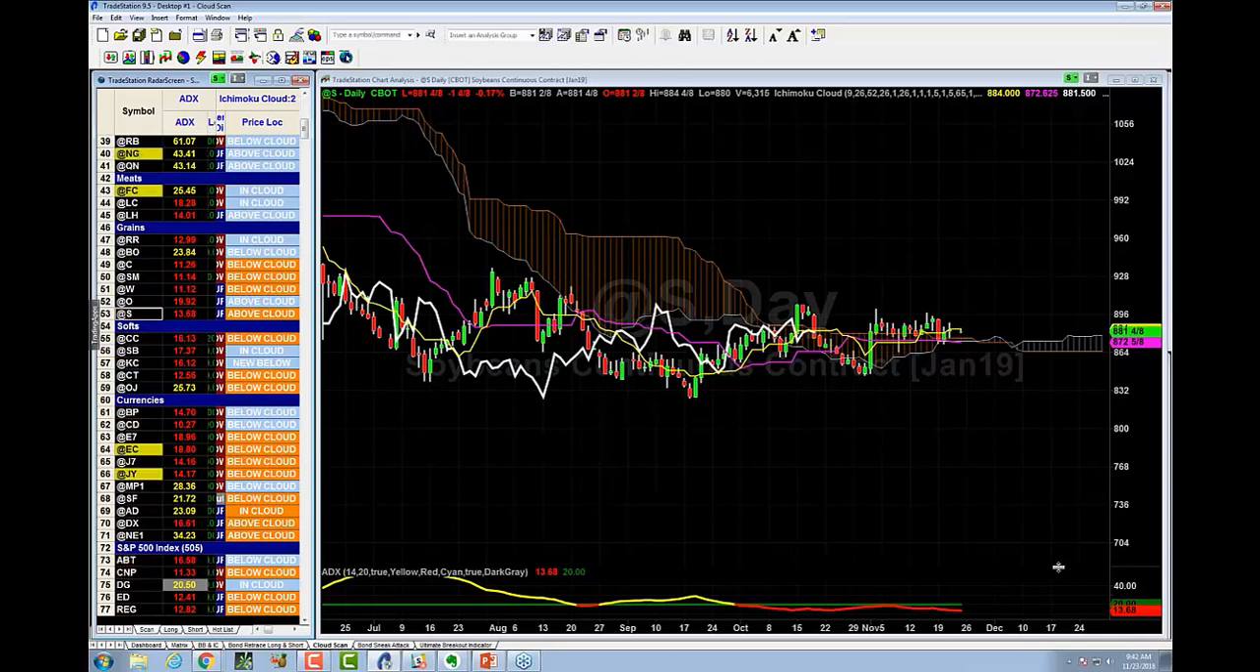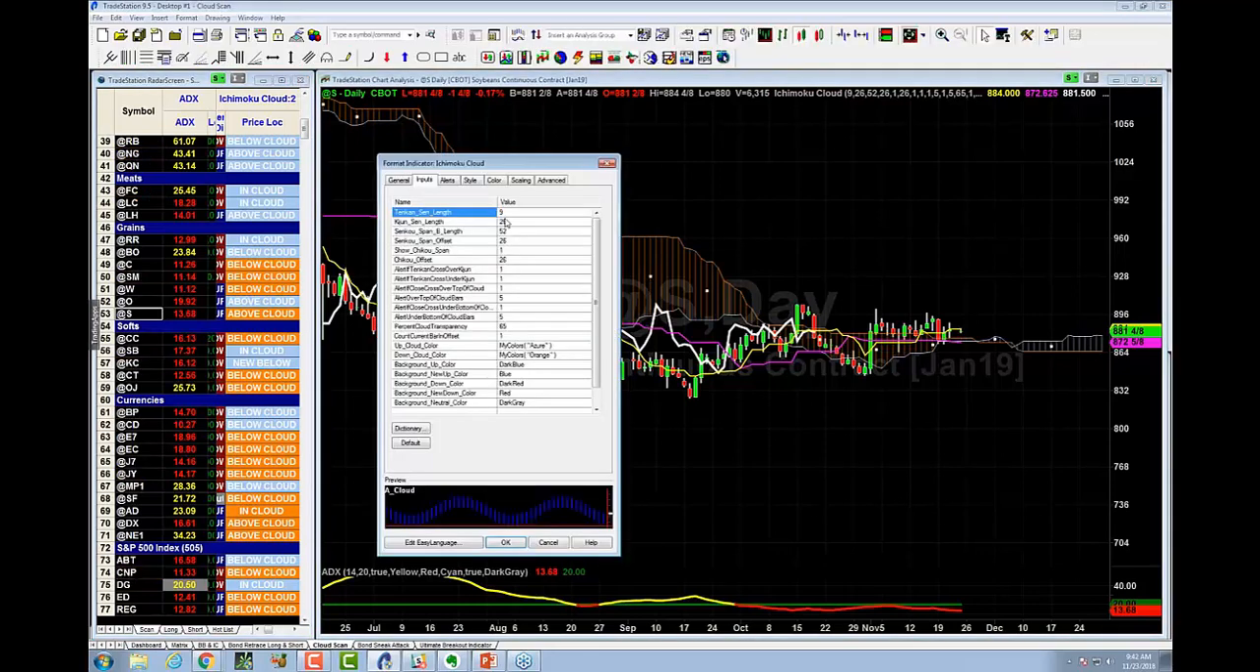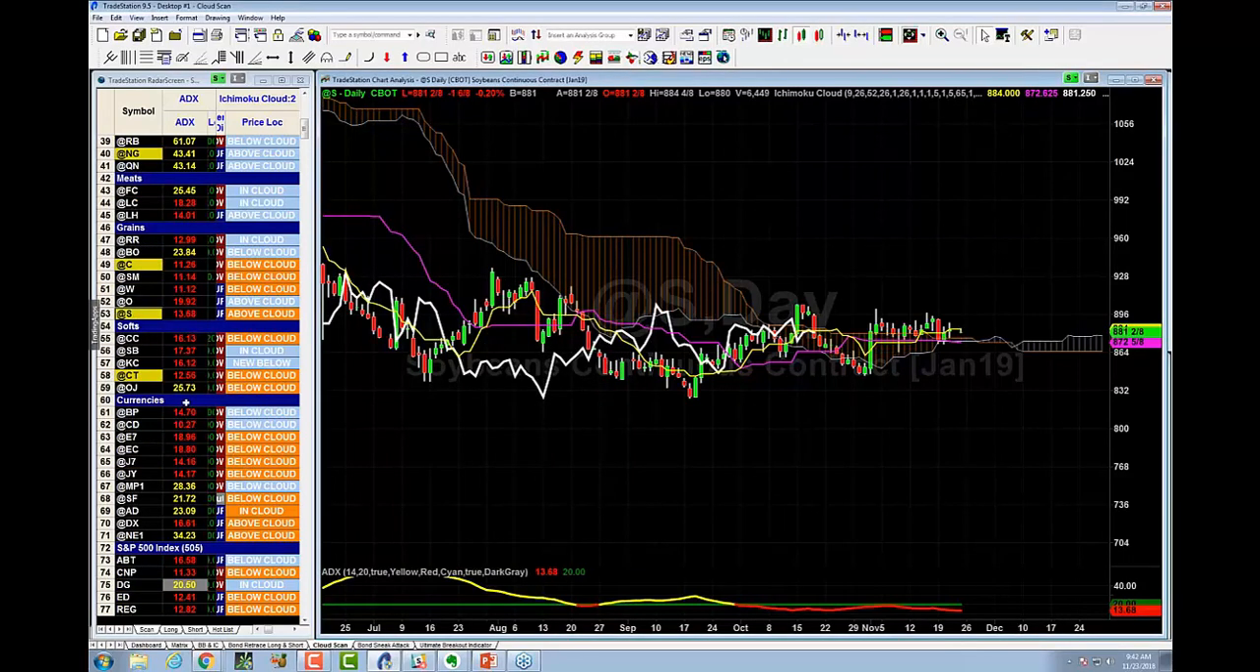I'm just using the standard settings. A lot of you guys are asking me what my settings are. I'm just using the standard settings of 9, 26, 52, 26, 1, 26. It's just the standard settings on Ichimoku, 9, 26, and 52. Nothing elaborate. All right, where are we at here? All right, let's do the softs, and then we'll do stocks real quick, okay?